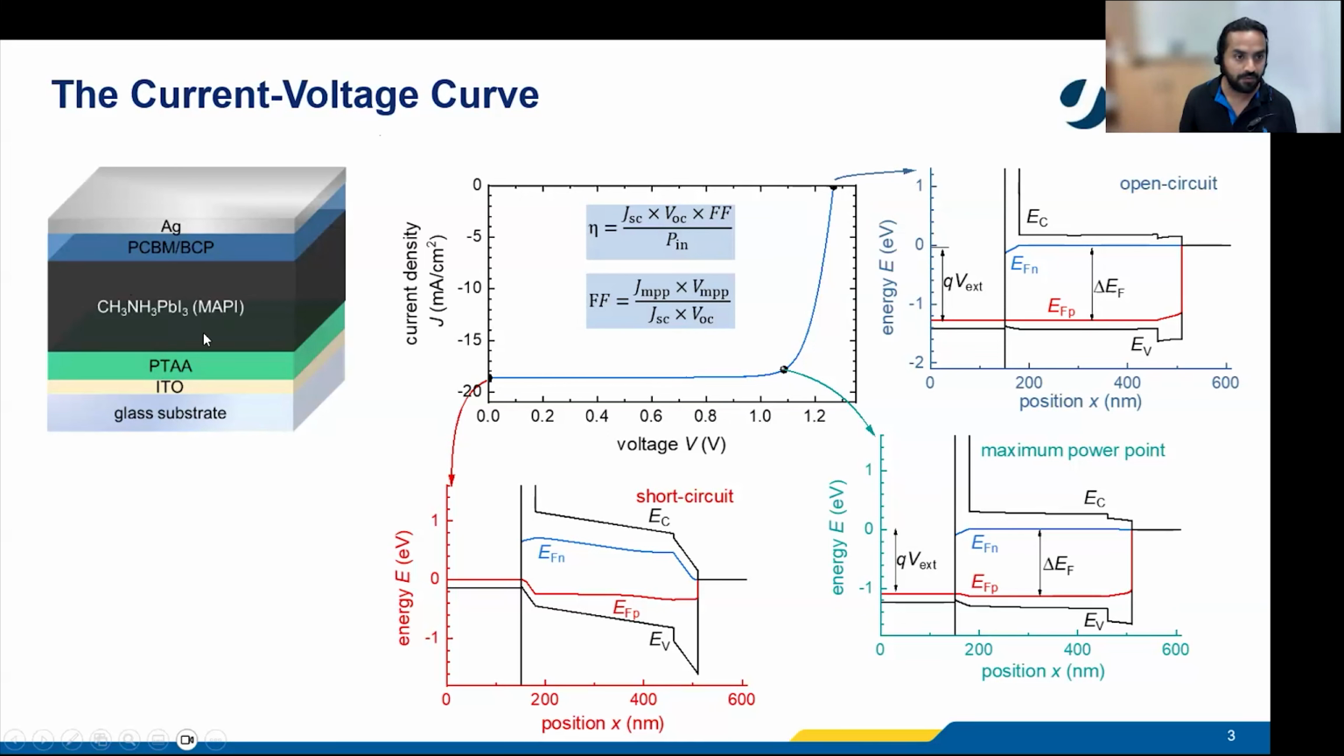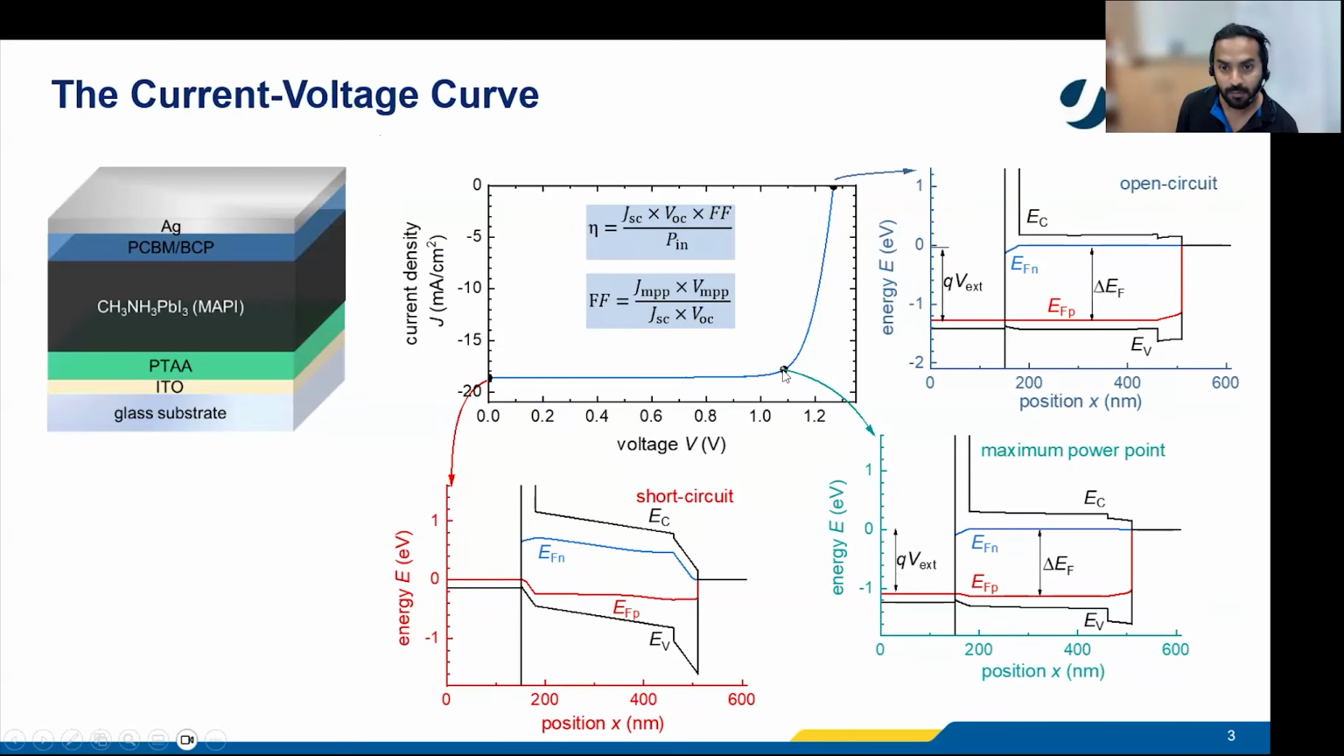So just as an example, I've taken a perovskite solar cell here. That's a perovskite absorber, which extracts electrons up there and holes down there. And the key features of the JV curve are as follows. You have a short circuit current density, which is the current measured at 0 volts. And you have an open circuit voltage, which is the voltage measured when no current is flowing.